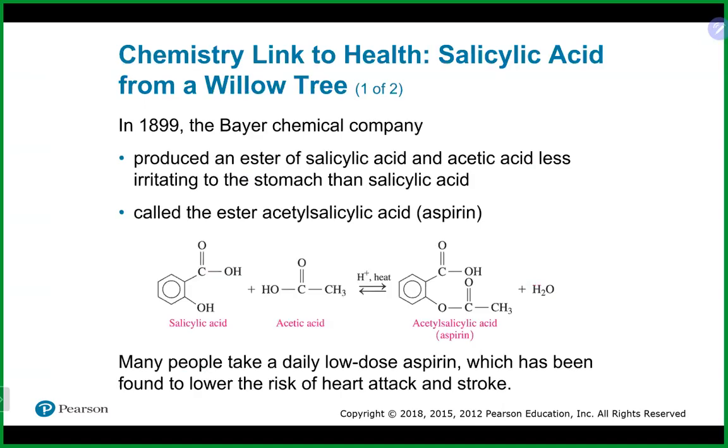All right, so as talked about before, these things pop up in a lot of places. For example, aspirin, which is salicylic acid, is our ester. Here's our ester group right about there.